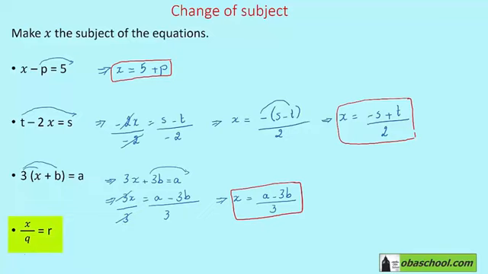And for the final one, we have x over q equal to r. So we put 1 in the denominator right under r, and we do some cross multiplication. So 1x, which is x, equal to q times r. So that would be the final answer.